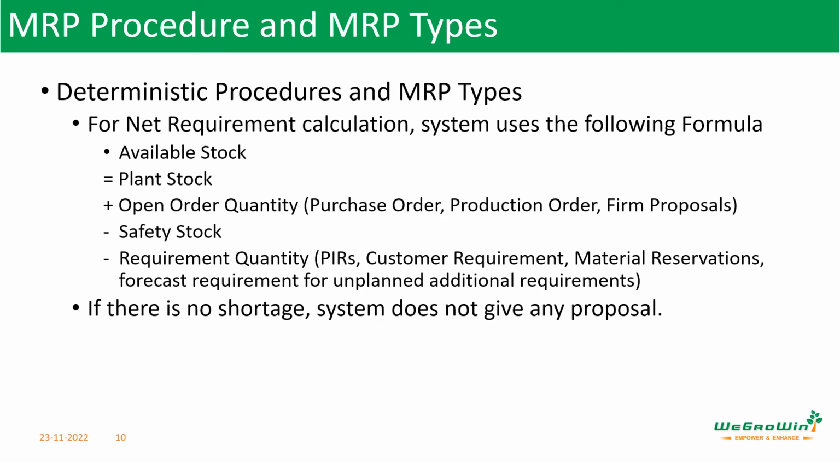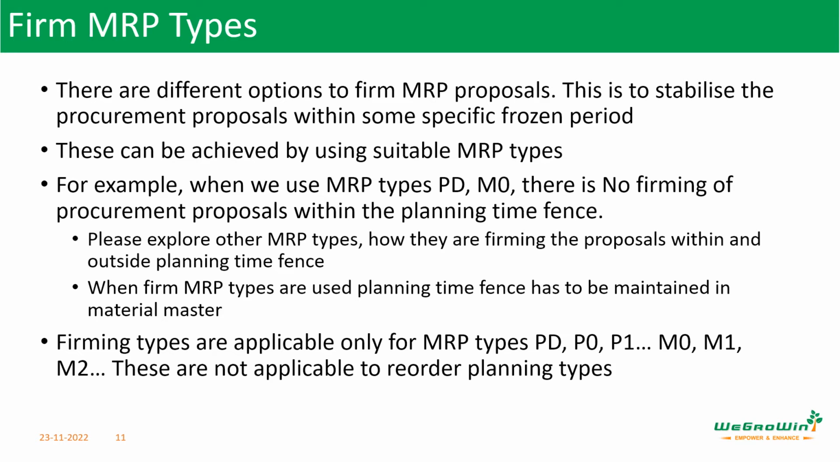Here safety stock is considered as the demand. Then it will reduce the requirement quantities which are coming from the demand, which is PIR, planned independent requirement, and customer requirements in the form of sales orders, material reservations, or forecast requirements for unplanned additional requirements. Those things will be calculated. And after this, if there is shortage, the system will give a proposal. If there is no shortage, the system will not give any proposal. This is how the system will work for the MRP proposal.